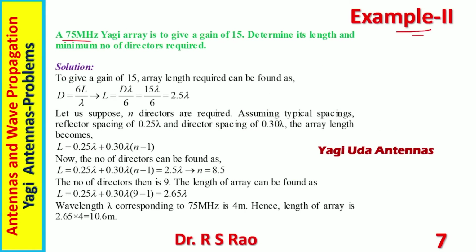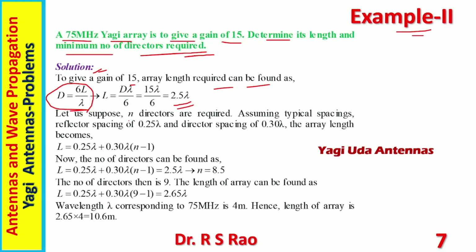A 75 megahertz Yagi array is to give a gain of 15. Determine its length and minimum number of directors required. Solution: to give a gain of 15, array length required can be found using this formula. D equal to 6L by lambda. So L is D lambda by 6. D is 15. So L becomes 2.5 lambda.